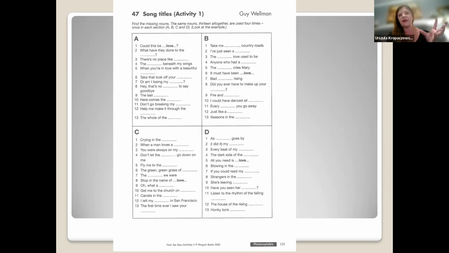If they haven't finished, still they have to finish, and they are to work together and then find out the titles together. In every piece there is always the same word. So for example, the word love appears in every piece of paper. Everybody will have to find the title of the song which includes the word love.